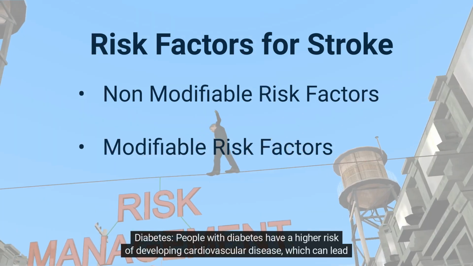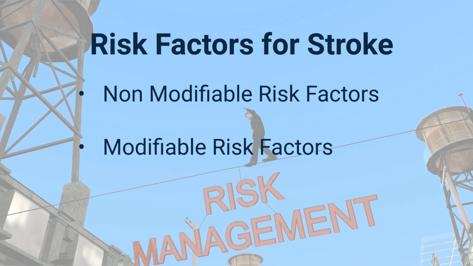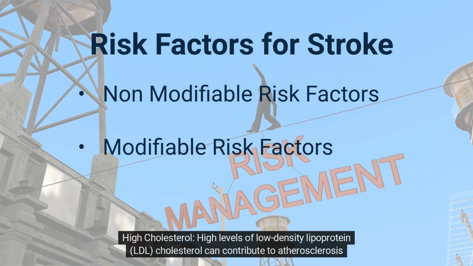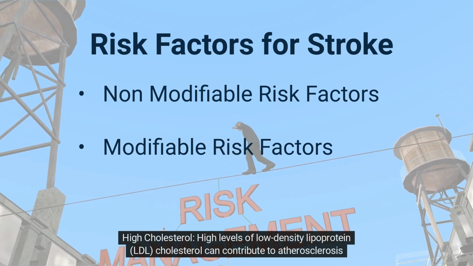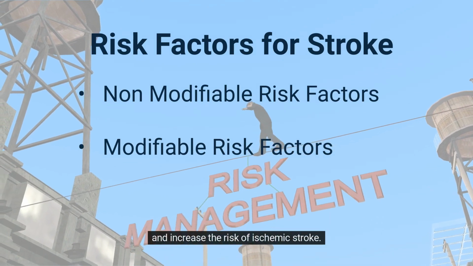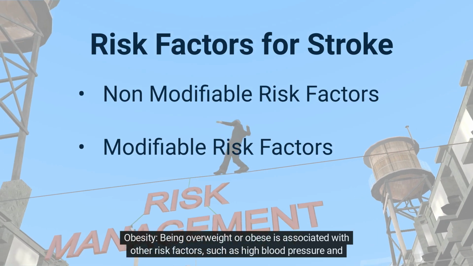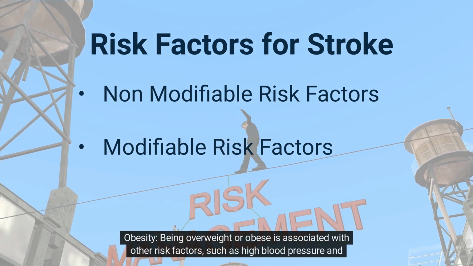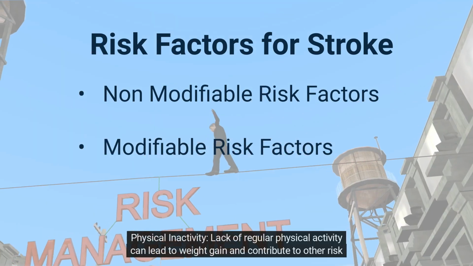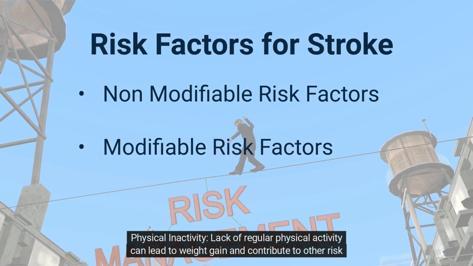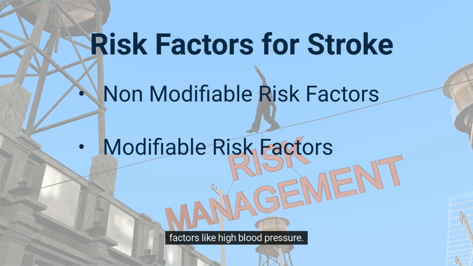Diabetes. People with diabetes have a higher risk of developing cardiovascular disease, which can lead to stroke. High cholesterol. High levels of low-density lipoprotein, LDL, cholesterol can contribute to atherosclerosis and increase the risk of ischemic stroke. Obesity. Being overweight or obese is associated with other risk factors, such as high blood pressure and diabetes, and can independently increase stroke risk. Physical inactivity. Lack of regular physical activity can lead to weight gain and contribute to other risk factors like high blood pressure.